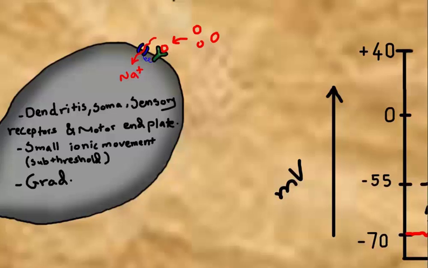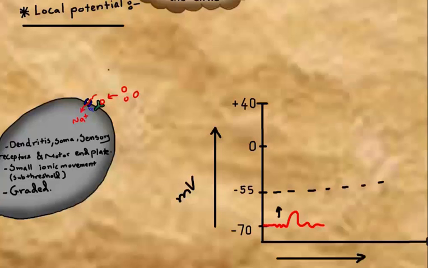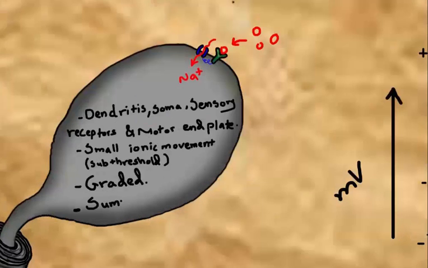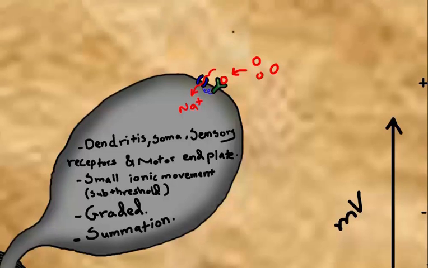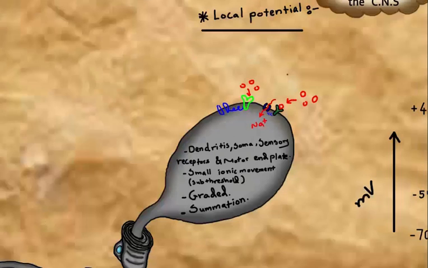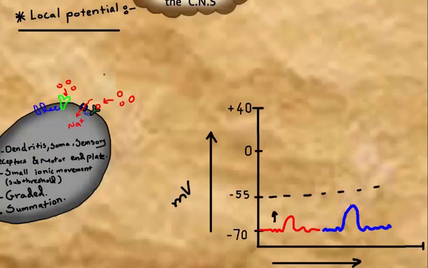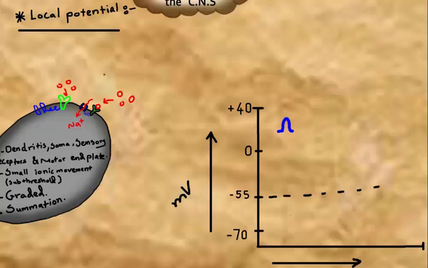The local potential is graded to the strength of the stimulus. So the stronger the stimulus, the larger the amplitude. Summation of electrical charges is possible on the local potential, meaning that if two receptors are excited at the same time, or one receptor has two different stimuli, the amplitudes of the two stimuli will be summated in the genesis of the local potential.